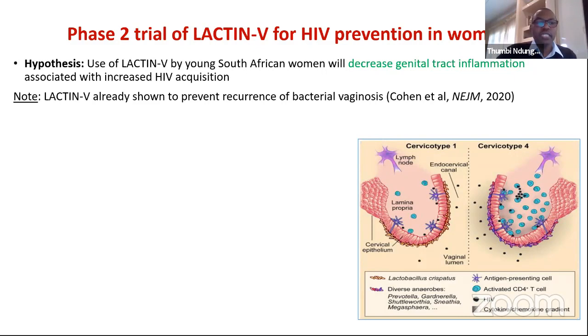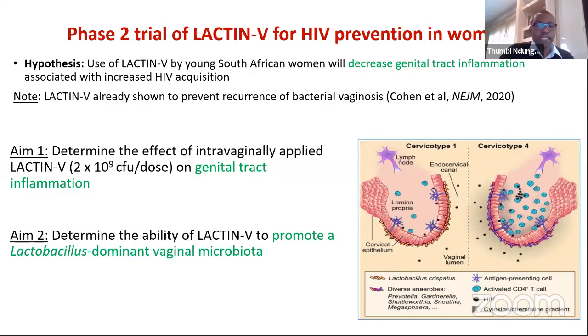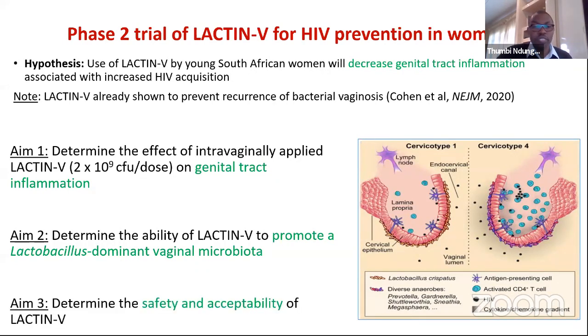Now, Lactin V is a probiotic formulation, as I said, that is dominated by lactobacilli and that has already been shown to prevent recurrence of bacterial vaginosis in a paper published earlier this year in the New England Journal of Medicine. The aim of this study will be to determine the effect of intravaginally applied Lactin V on genital tract inflammation, to determine the ability of Lactin V to promote a Lactobacillus dominant vaginal microbiota, and of course to determine the safety and acceptability of this product as a way to increase the tools that we have for preventing new HIV infections in this setting.